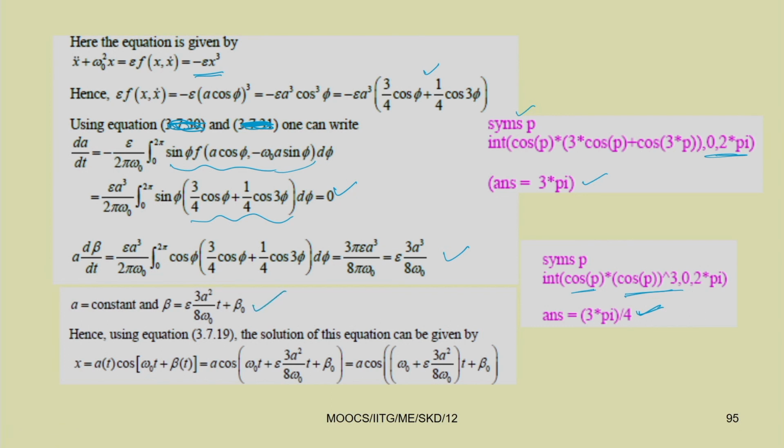By using this equation, you can write the solution of the equation as x equal to a cos omega 0 t plus beta t, equal to a cos of omega 0 plus epsilon 3 a square by 8 omega 0, times t, plus beta 0. So, you have solved this equation using the Lindstedt-Poincare method. That time you have seen there will be some additional term, or this is not the correct answer.